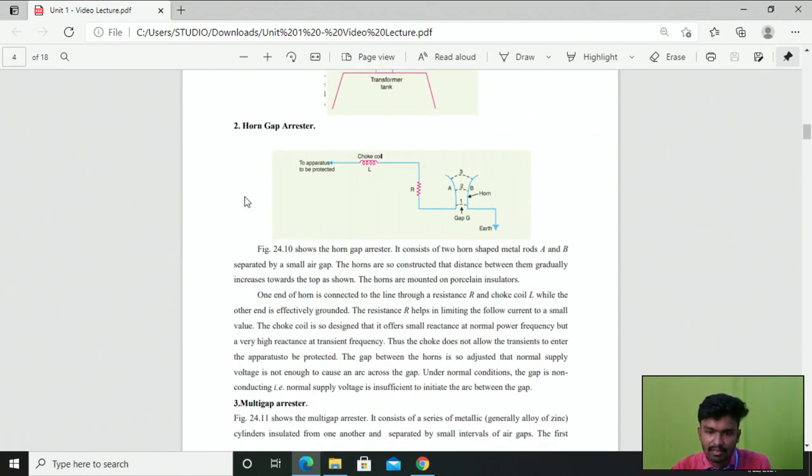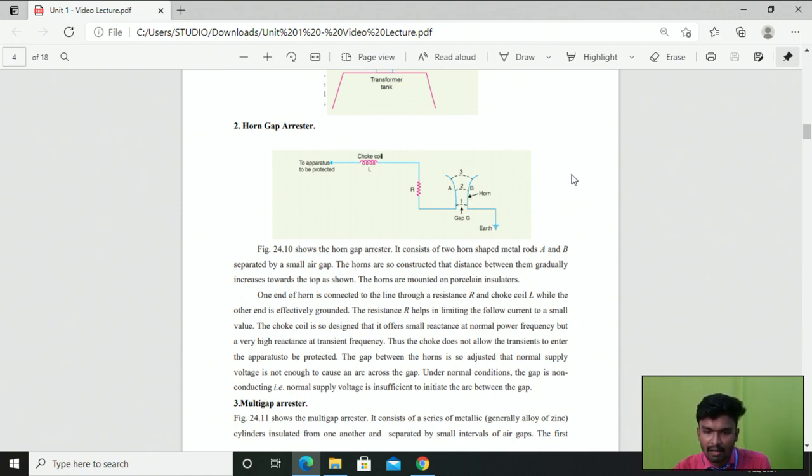Right, so this is a diagram of the horn gap arrestor. You can look at this diagram, which consists of two horn shaped metal rods. Here we have one horn shaped metal rod, and here also we have one horn shaped metal rod. One is described as A and the other one is B. These two metal rods are separated by a small air gap, by some length, right? That is nothing but the air gap.